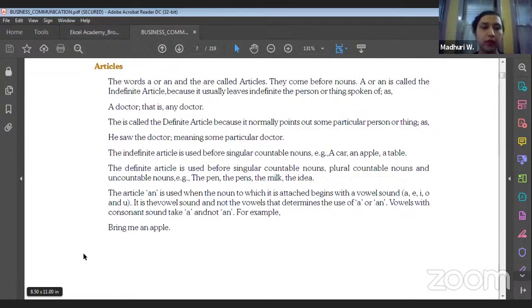The next part that we're going to come to is an article. What's an article? Where is it used? What's an article?